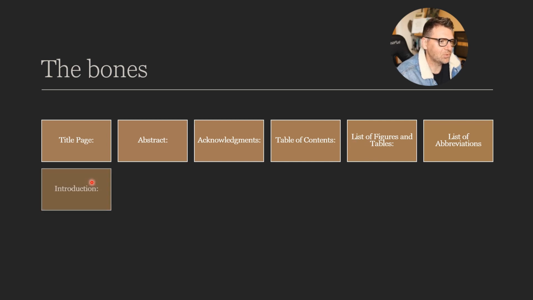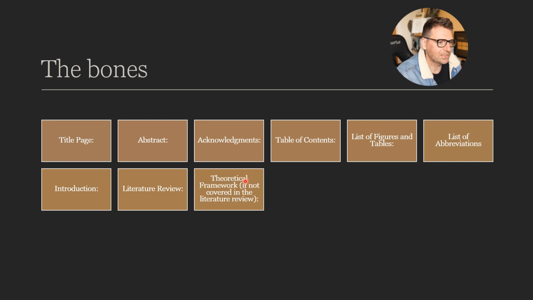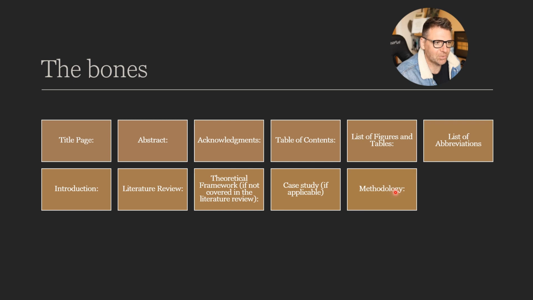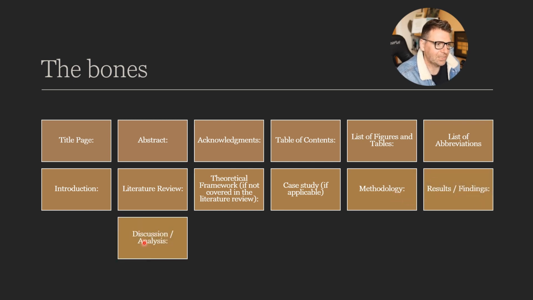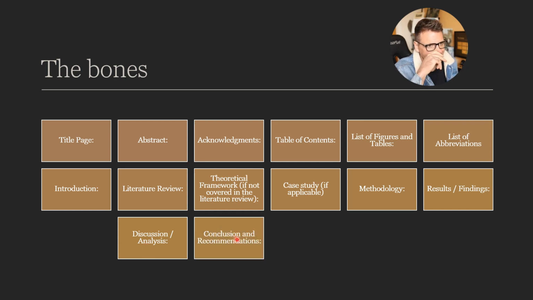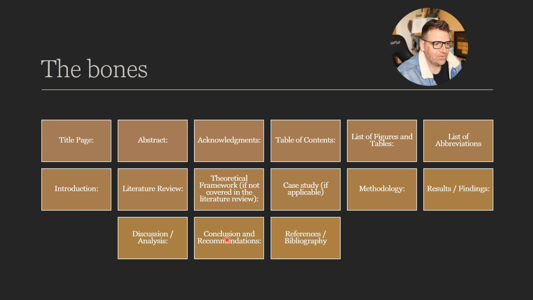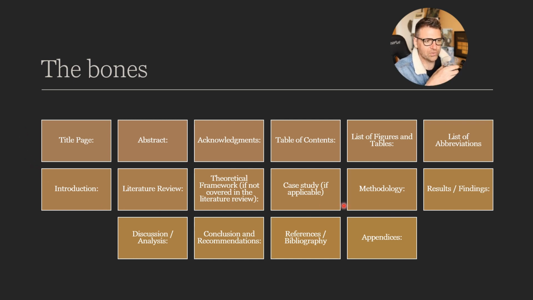Then you'll come to the main body. So it's going to be the introduction, your literature review, a theoretical framework if it's not covered in the literature review, and a case study if it's applicable, which will come around this time, just before the methodology. You're going to have a results and findings chapter, a discussion and analysis chapter, and then a conclusion and recommendations chapter. After that, you're going to have references, bibliography, and then appendices. So that's essentially the bones of a thesis, the outer structure of a thesis.